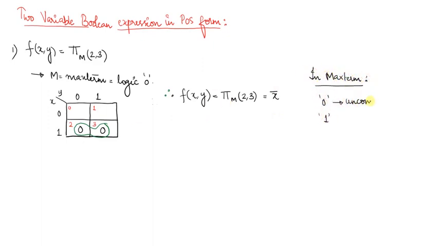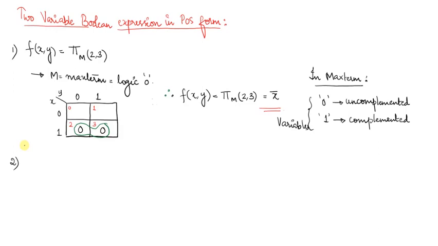So when you group them, you get the end result as x bar. Here you need to be careful because in the case of the max term, if it is 1, it is complemented, and if it is a 0, it's uncomplemented variable. So that is why it is x bar here.